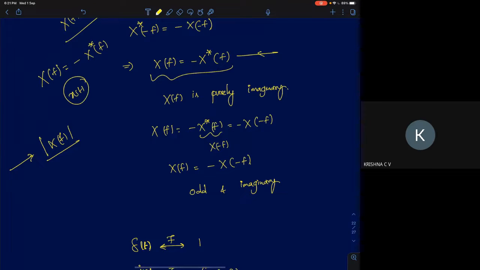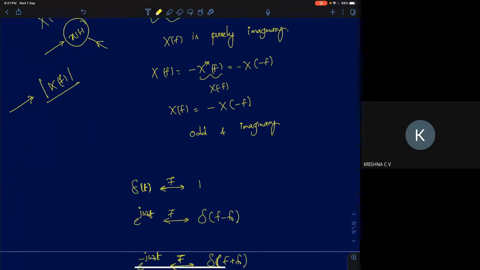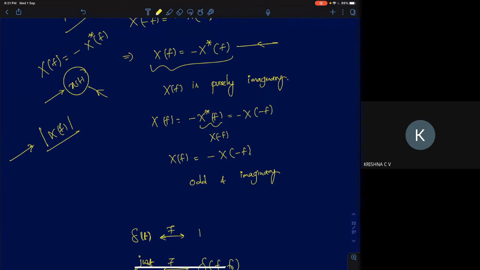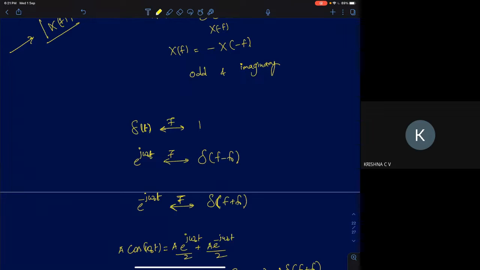Since x of t is real, that's a bigger condition. The moment x of t is real, the magnitude of x of f has to be an even function. Whether x of t is even or odd, we don't care, it doesn't matter. Your mod of x of f will be an even function. So that's one thing to remember. These are some very important, very basic properties. I'll discuss a few more properties as we go along.